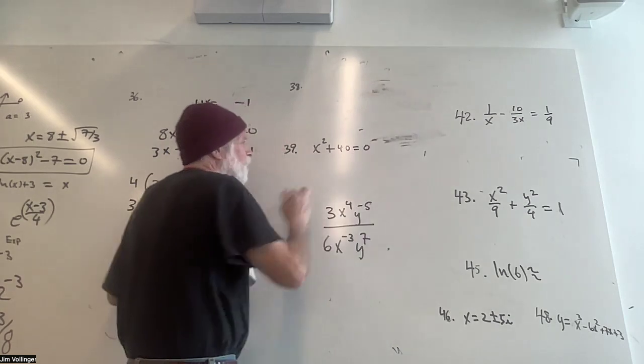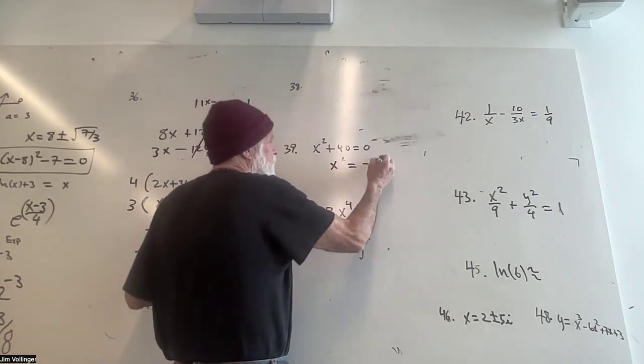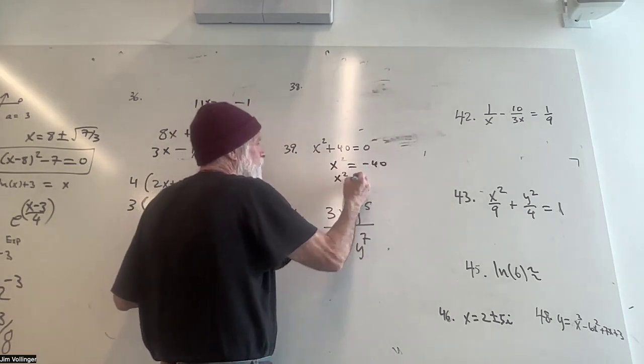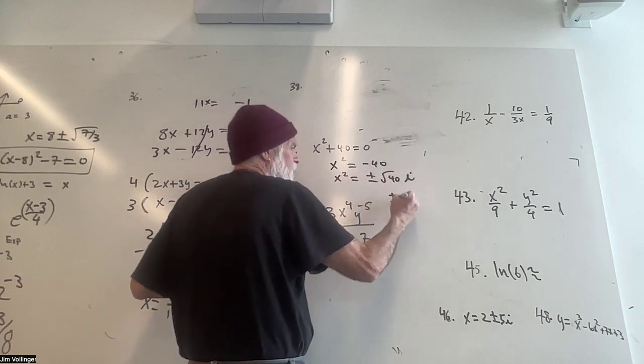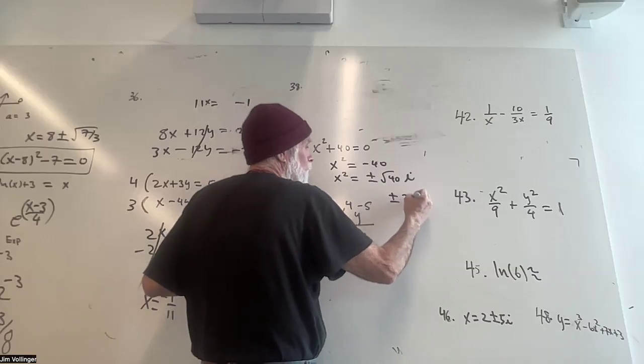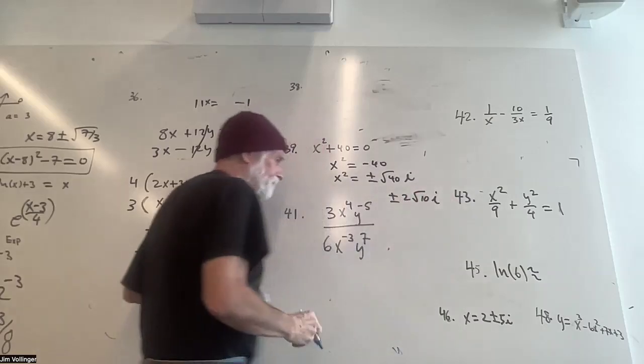All right, x squared plus 40. So x squared equals minus 40. So therefore, x equals plus or minus the square root of 40i. And I hope you say plus or minus 2 root 10i.